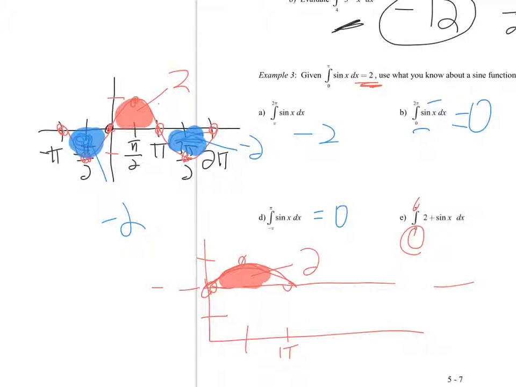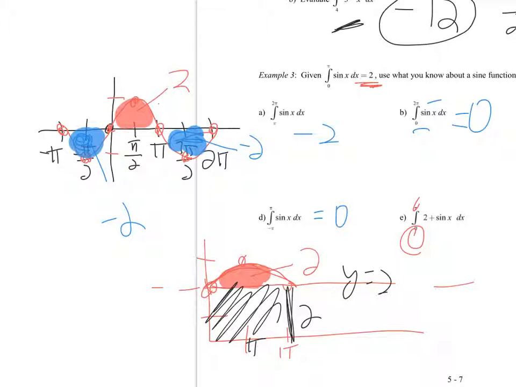And I know that this area here forms a rectangle. And that rectangle is pi wide and 2 high, right? Because that's the line y equals 2. So pi times 2 is 2 pi. So the area for part E, that integral, works out to be 2 plus 2 pi.